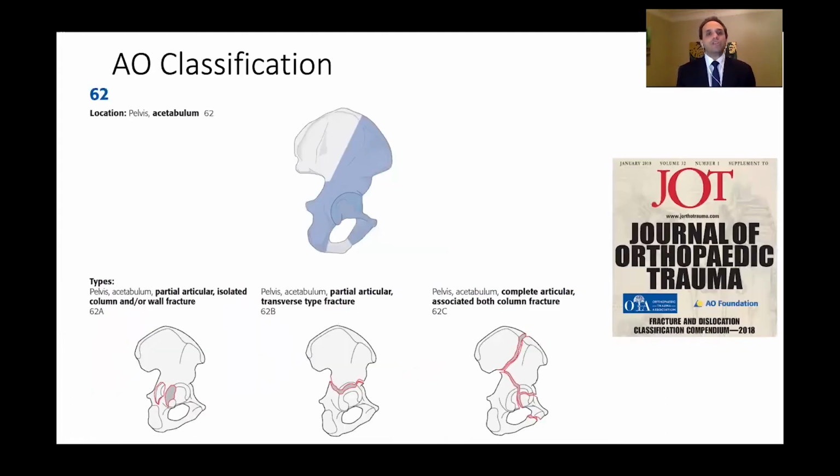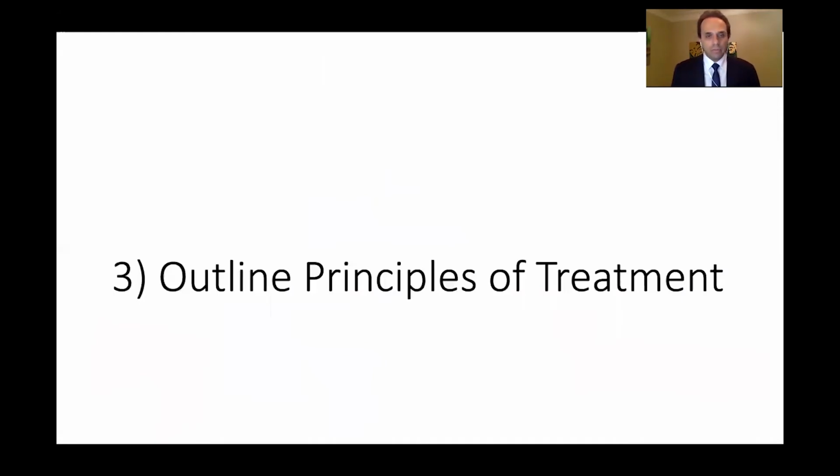The AO classification classifies the acetabulum as 62, and it divides the acetabulum into 3 types, 62A, B, and C. In the new compendium published in the Journal of Orthopaedic Trauma in 2018, they added all the variants. Then we move to the 3rd point, which is outlining the principles of treatment.